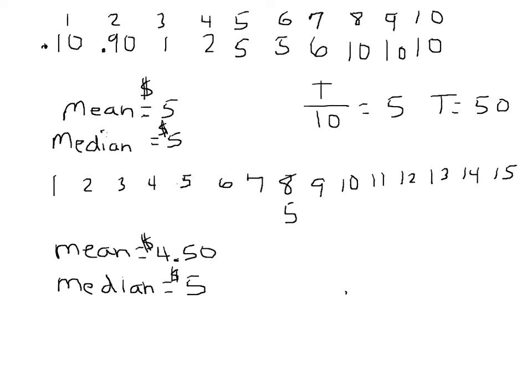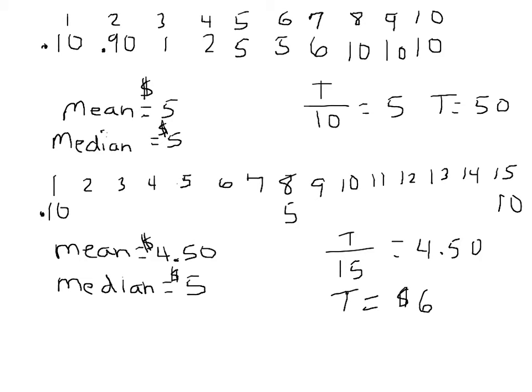And then I also know it still ranges from 10 cents to $10, so I'll put those in that spot. And now the number of items is 15, so that total is going to have to equal a mean of $4.50. So I know that the total this time needs to add up to $67.50. So then I have to figure out the rest of the positions.